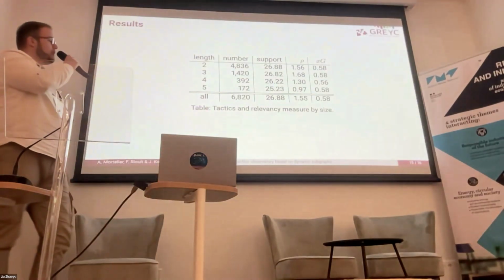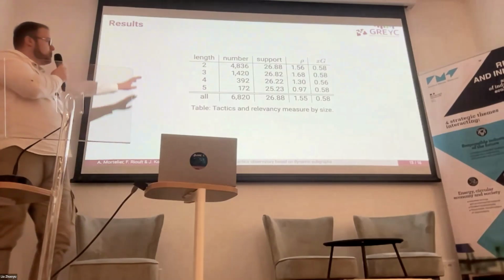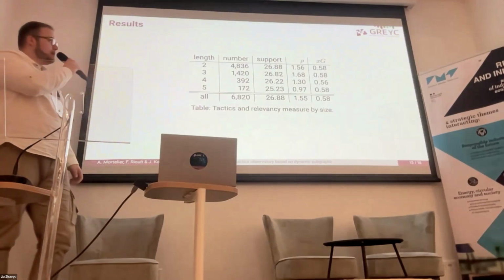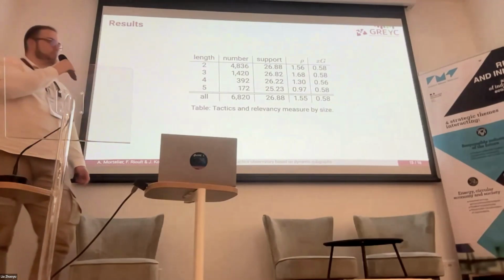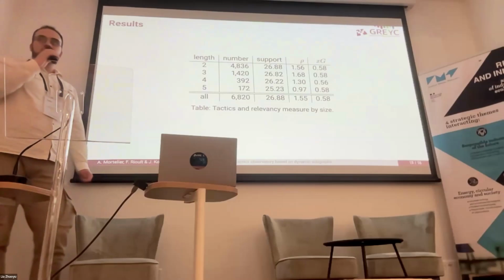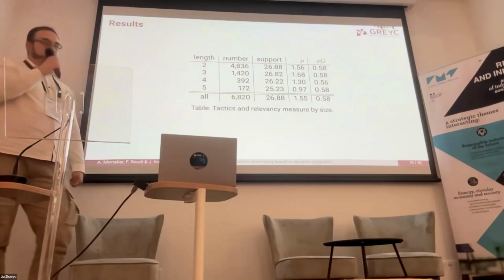After that, we have many tactics, and the relevancy measured by size. So we have tactics of 2 pass, 3 pass, 4 pass, and 5 pass, that lead to 6,820 tactics. That lead to 1.5 more goals than no tactics. We have an expected goal at the shots of 58. So when we use our tactics, there's a 58% chance to have a goal.